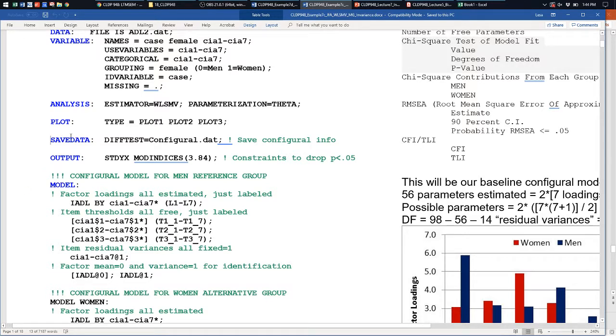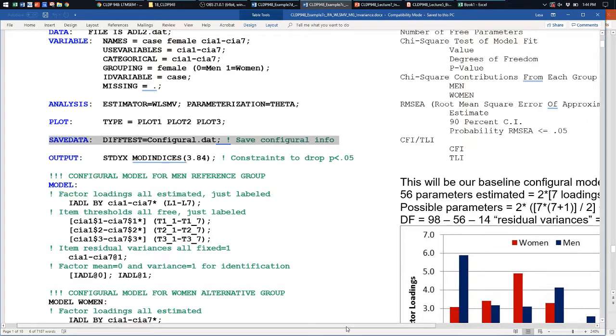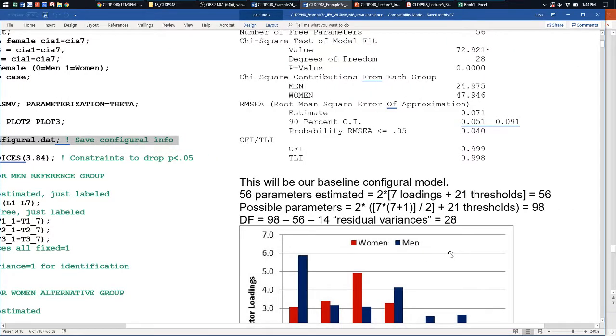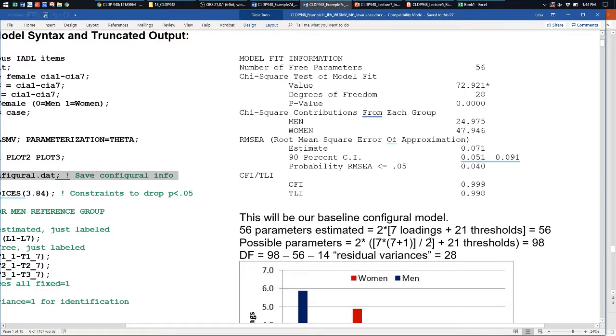And this model information is being saved right here under the Save Data option. You are to give the name of the command, which is DIFFTEST, equals, and then the name of the data set. You can name it whatever you want. It's a DAT file, though. I've named it configural because that's what we're testing. So I'm not doing any comparisons yet. I am saving this information for future comparisons. So this should be the best fitting model. From here, we're trying to place constraints on it to make it simpler and have it not fit worse. So according to RMSEA and CFI, this looks pretty good. So I think we're in good shape.